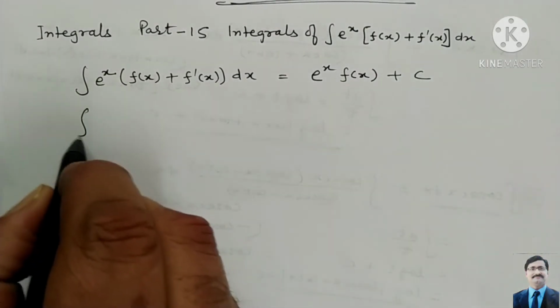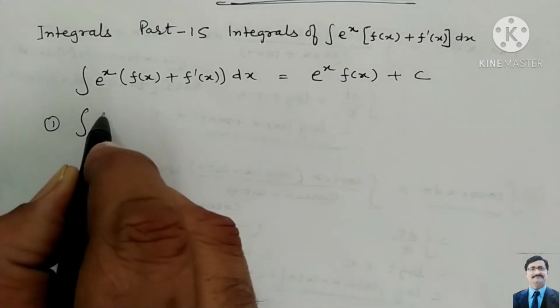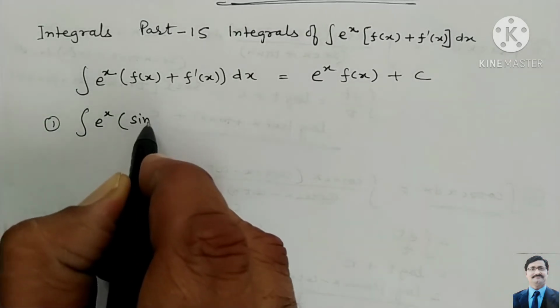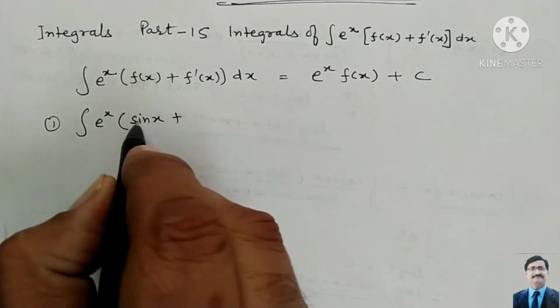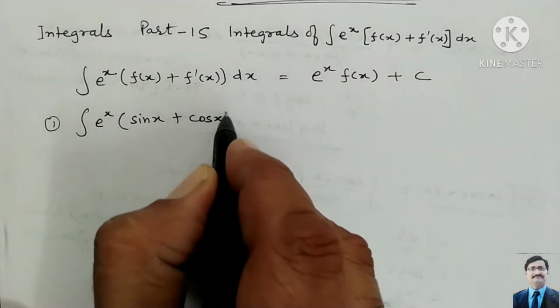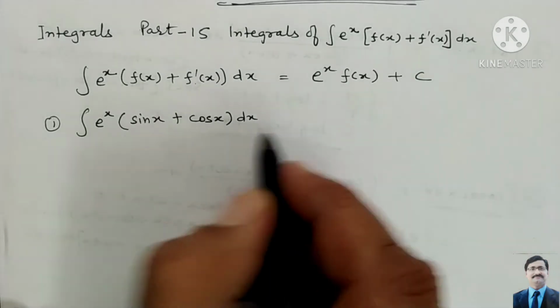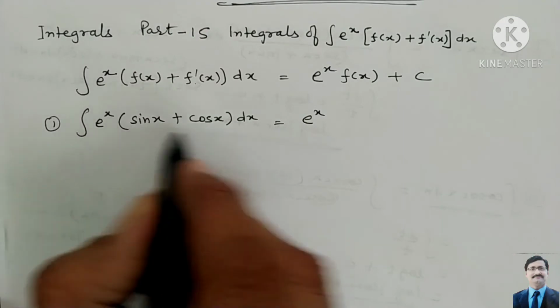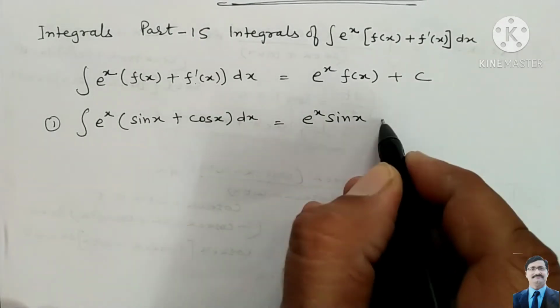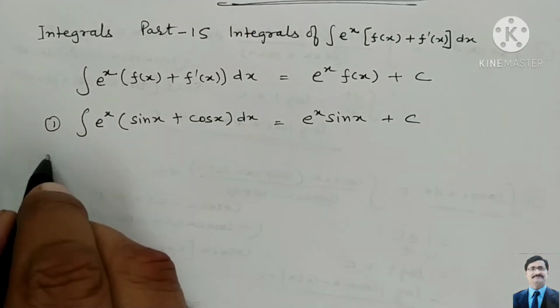Again you can understand, suppose this question is e^x and we have sin x, and f'(x) means the differential of f(x). So the differential of sin x is cos x, and dx. If you have this type of question, you have e^x as it is and f(x) is sin x, so you write e^x sin x plus c. This is the direct answer.